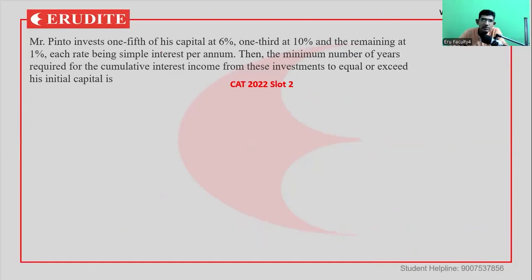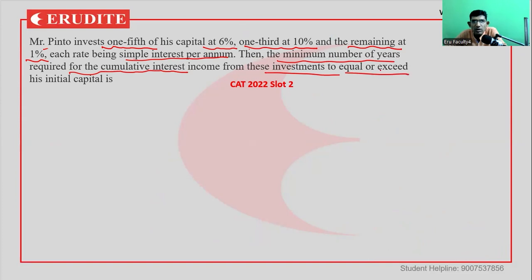Okay, moving on. Now we take an actual CAT question that appeared in CAT 22. Now we are going to discuss how to approach the question so that my calculations become very simple and efficient. So it says, Mr. Pinto invests 1/5 of his capital at 6%, 1/3 at 10%, and the remaining at 1%, each rate being simple interest per annum. Then the minimum number of years required for the cumulative interest income from these investments to equal or exceed his initial capital.